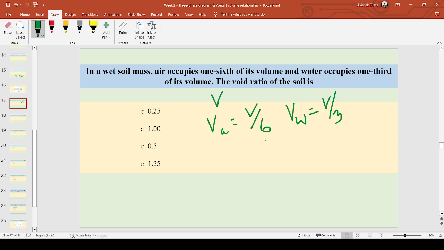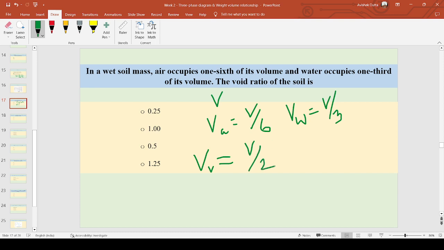If we add VA and VW, what will we get? VV, right? Volume of voids. Because the void will contain only air and water. If there is no water, then it will be air. So it will be V by 6 plus V by 3. What will you get after adding 1 by 6 and 1 by 3? 3 by 6, that means half, right? Will you get V by 2? Isn't it? Yes, sir. We'll get V by 2.